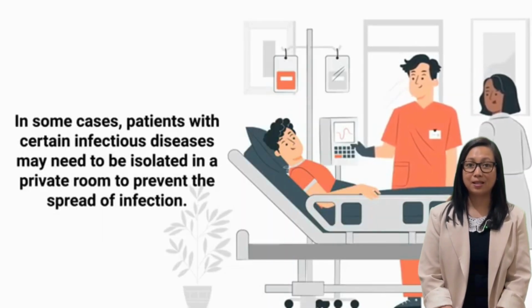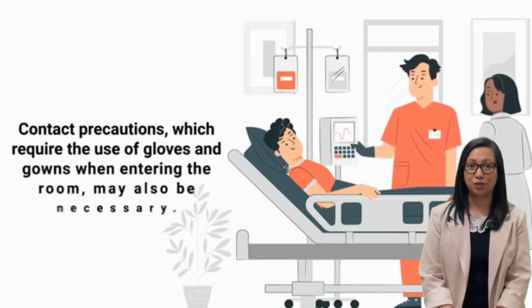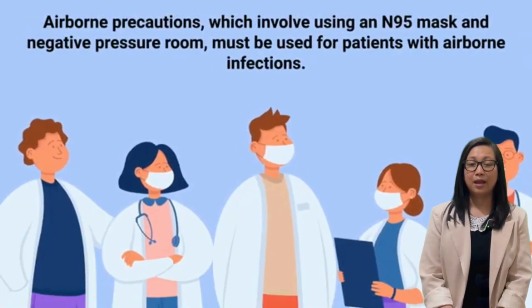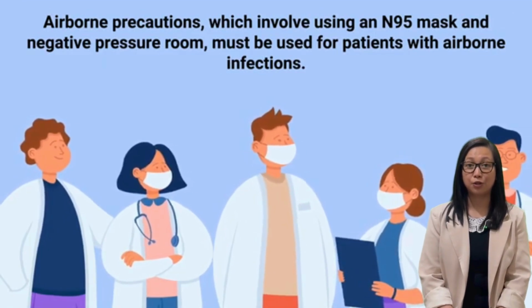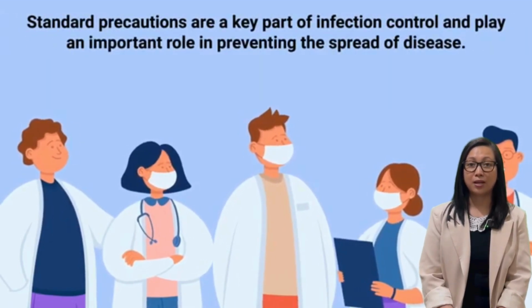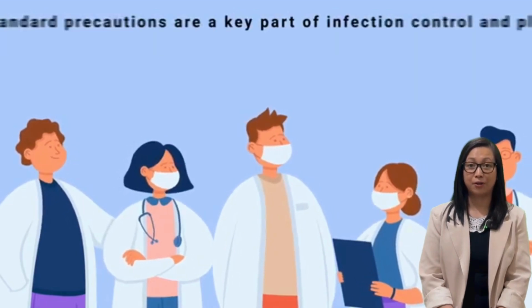In some cases, patients with certain infectious diseases may need to be isolated in a private room to prevent the spread of infection. Contact precautions, which require the use of gloves and gowns when entering the room, may also be necessary. Airborne precautions, which involve using N95 masks and negative pressure rooms, must be used for patients with airborne infections. Standard precautions are a key part of infection control and play an important role in preventing the spread of disease.